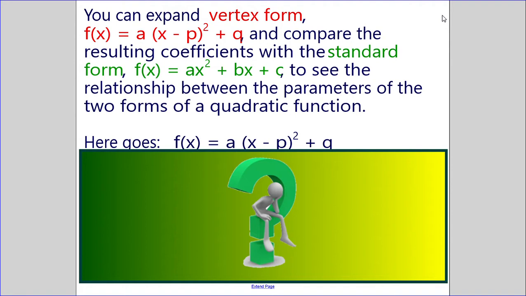So first thing we're going to have to do is square our term, and so that means it's like x minus p times x minus p. Then everything gets multiplied by a, and then after that we add q. So give it a try, pause the video, and come back when you're ready to go over it.